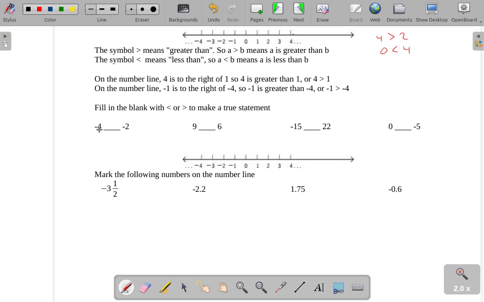So if I wanted to compare -4 and -2, you can see -4 is to the left of -2, therefore it's less than -2. 9 is to the right of 6, so 9 is greater than 6. -15 is to the left of 22, and 0 is to the right of -5.